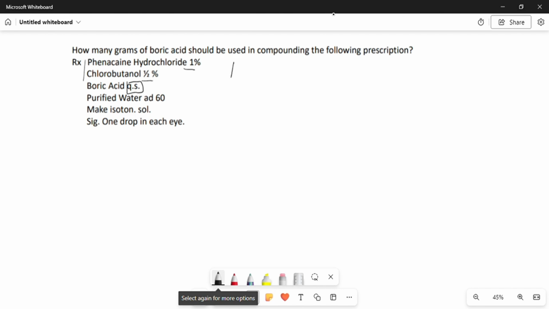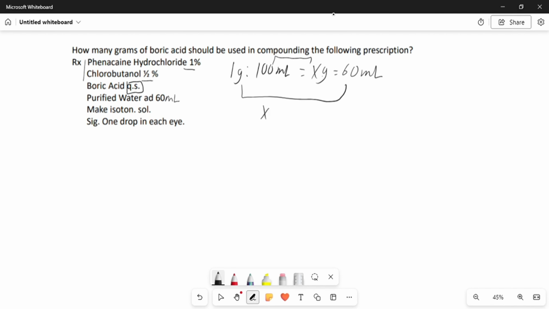So 1% will be 1 gram for each 100 ml, and the ratio will be to x gram, and our volume here is 60 ml, so we'll put here 60 ml. Then we will cross multiply, and we will yield x will be equal to, here's 100, and the 1 times the 60. So we will be having 0.6 grams. So that will be the weight of phenacaine hydrochloride.